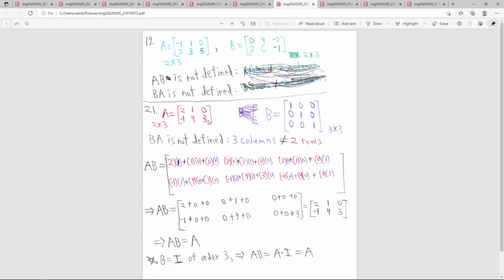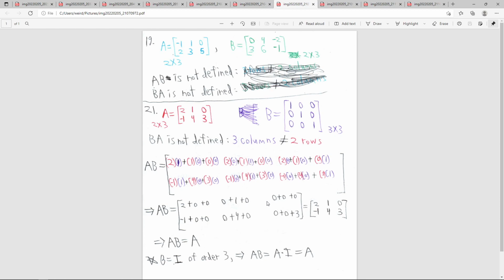Because it's applicable. A has 2 rows and 3 columns, and B has 3 rows, so it works. A times B works. B times A is not defined. But showing you the process, it does work. You have 2 times 1 plus 1 times 0 plus 0 times 0, so you're going to just get 2. Same as that, 2 times 0 plus 1 times 1 plus 0 times 0, so you just get 1.